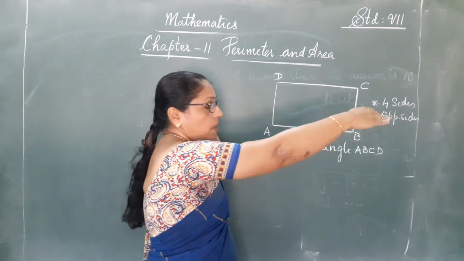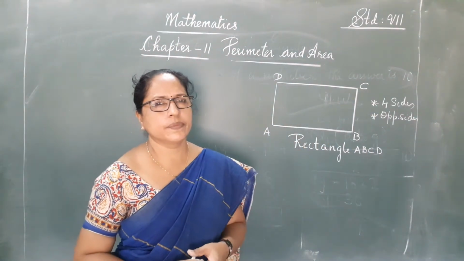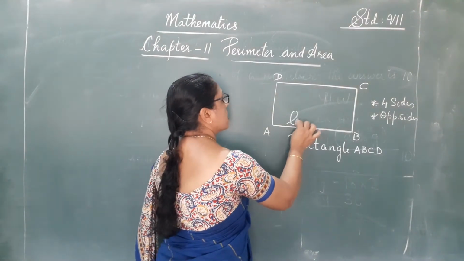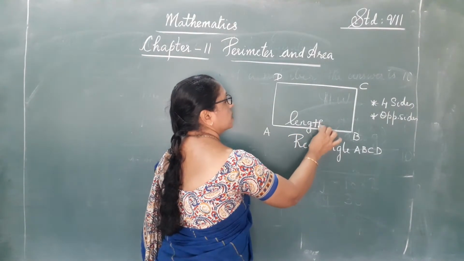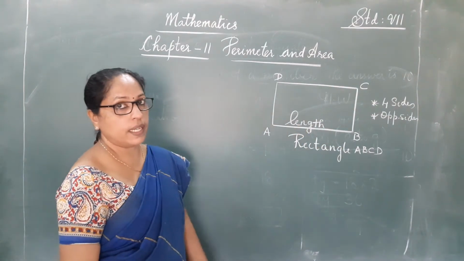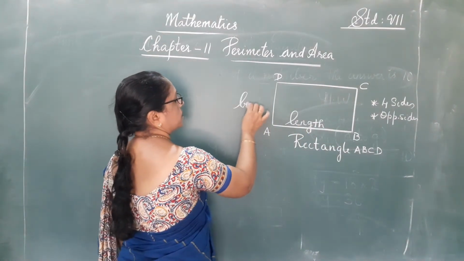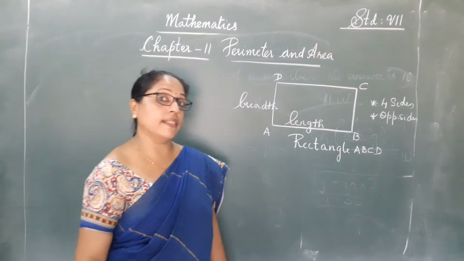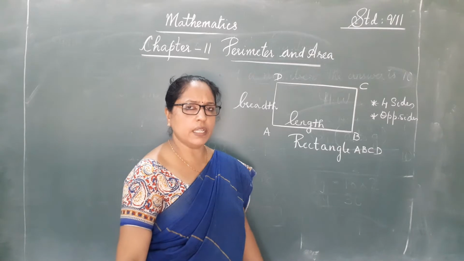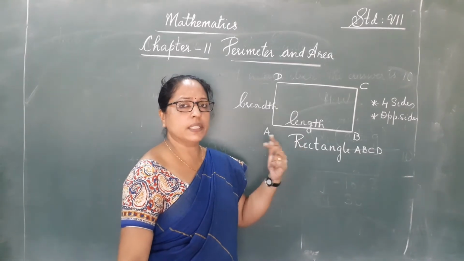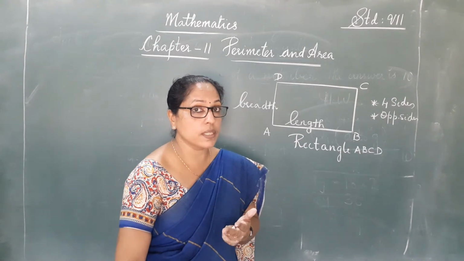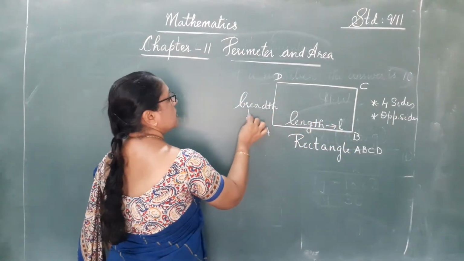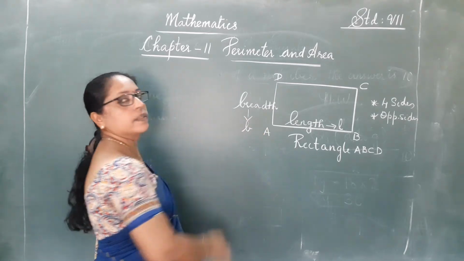What do you call the longest side? Yes, very good. The longest side is called length. What do you call the shortest side? Yes, breadth. By which letters do we denote length and breadth? Any variable we can use, but especially in formulas, length is denoted by L and breadth is denoted by B.